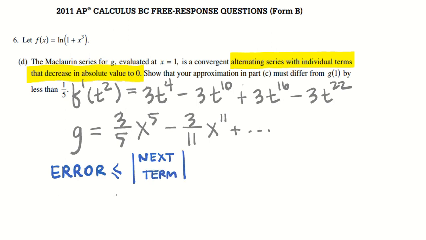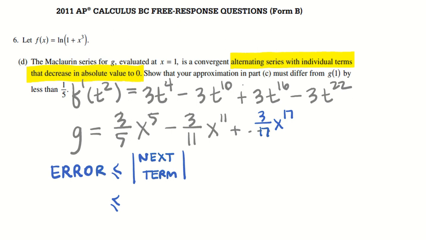Okay. Which is to say, I might need to do a little bit of work here. Think about what the next term would be. That'll be positive 3 over 17 times x to the 17, right? You could also probably just see it from the pattern, not looking at the terms of f prime of t squared. But the power increases by 6, and it's 3 divided by the power times x to the power. Right? So it's going to be 3 over 17 x to the 17.